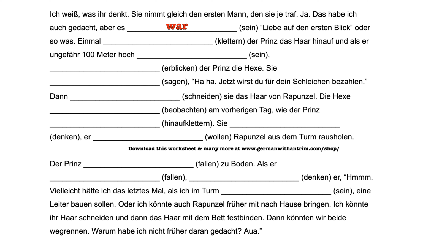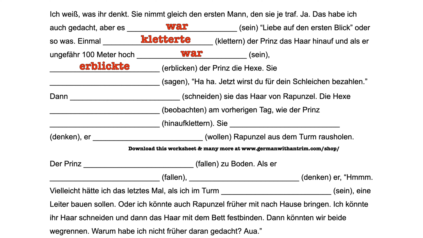Einmal, and again the form of klettern that goes with our prince here. Einmal kletterte der Prinz das Haar hinauf. One time the prince climbed up the hair. Und als ungefähr 100 Meter hoch, and a form of sein that goes again with the subject he, the prince, war. When he was about 100 meters up in the air, and we look at the word erblicken, erblicken is another regular verb, this time again using the erstes form, so again just has the te ending. Erblickte der Prinz die Hexe. So he was about 100 meters in the air, and he saw the witch.